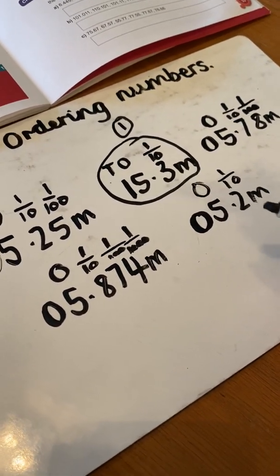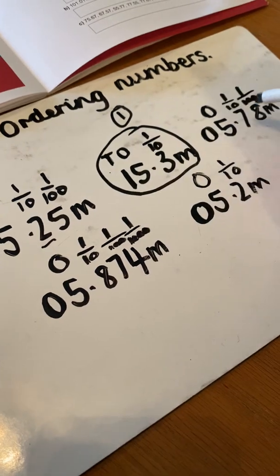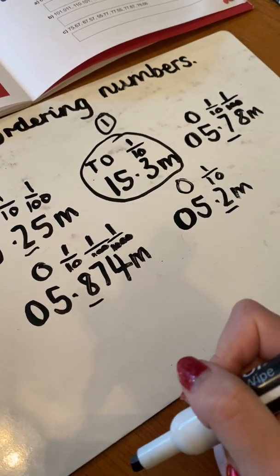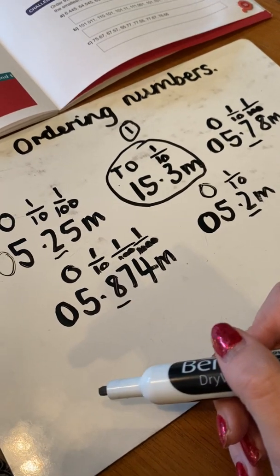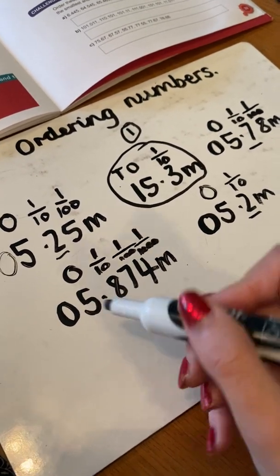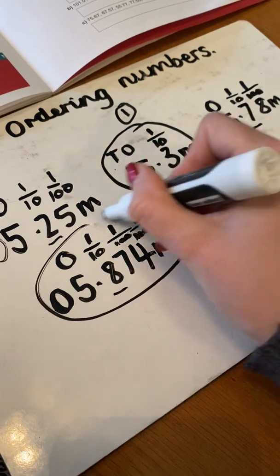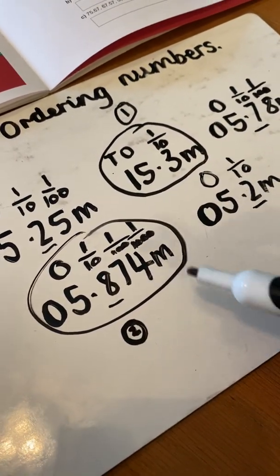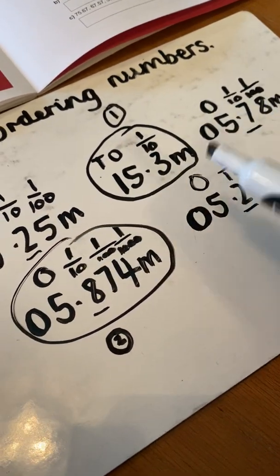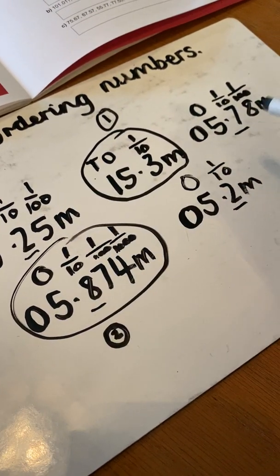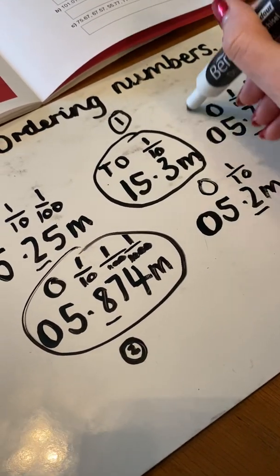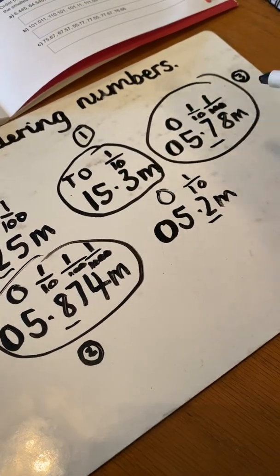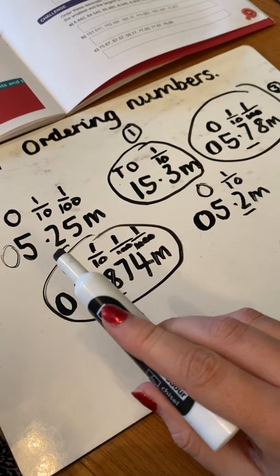So what we have to look at next is our tenths numbers. So we have a 2, a 7, an 8, and a 2. And we're looking for the biggest. So the number with the biggest in the tenths is this one. So that will be our second biggest. Okay. Now we're still in our tenths because we've still got more tenths to look at. So we've got 2, 2, 7. So this one is going to be our third biggest. Now we've got 2 left.